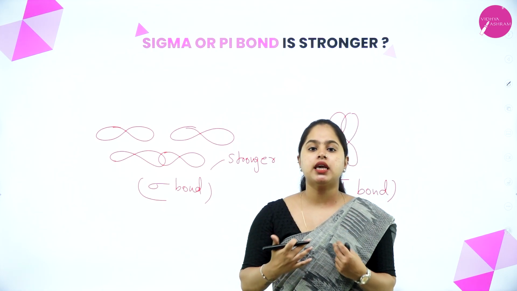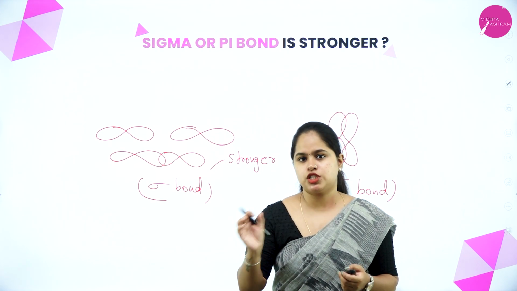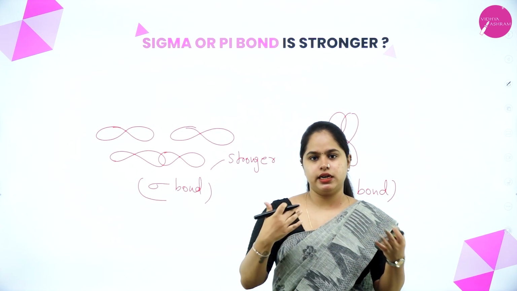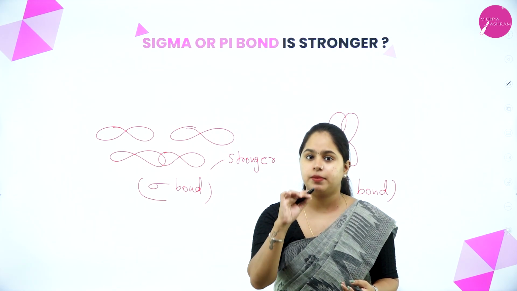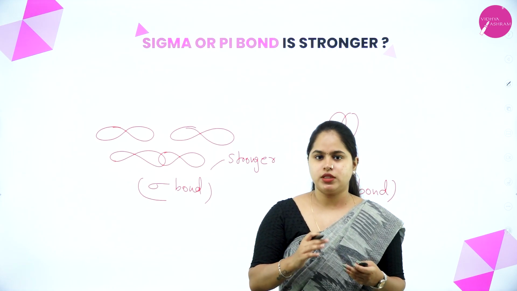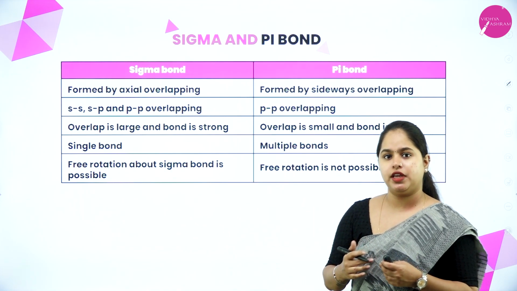Now, where can you actually observe these sigma bonds? Wherever single bonds you can see. You are familiar with single, double and triple bonds, right? So wherever a single bond is present, there will be a sigma bond, right? So that is also clear. Yes, so let us summarize what we have studied now.